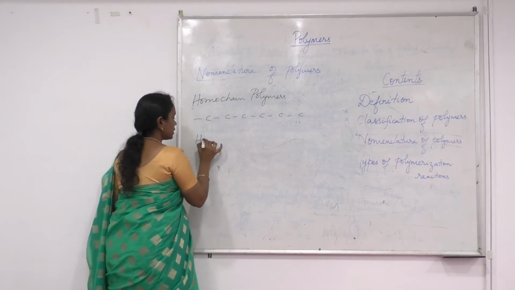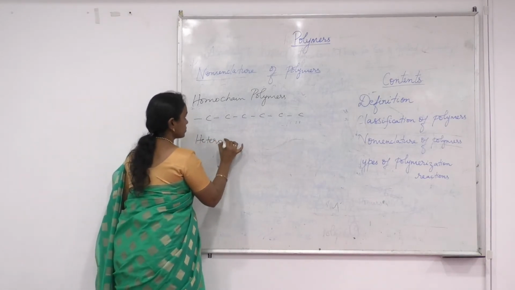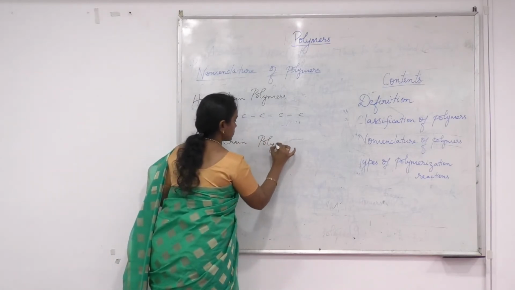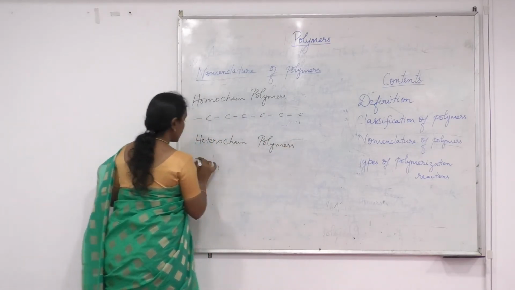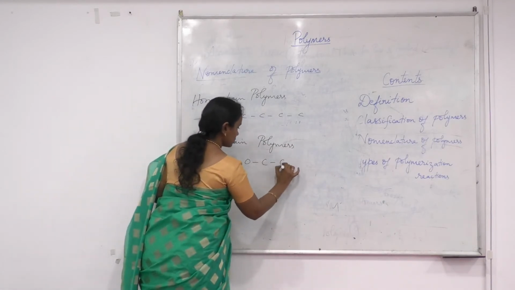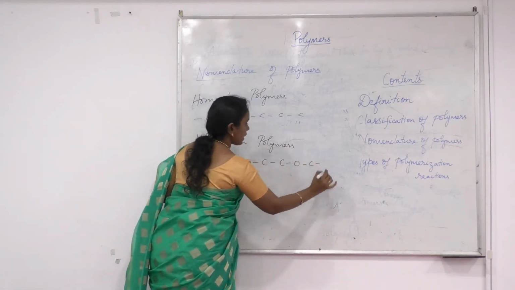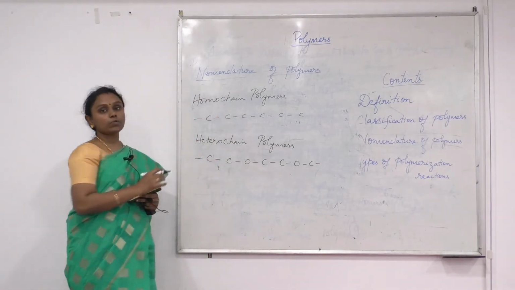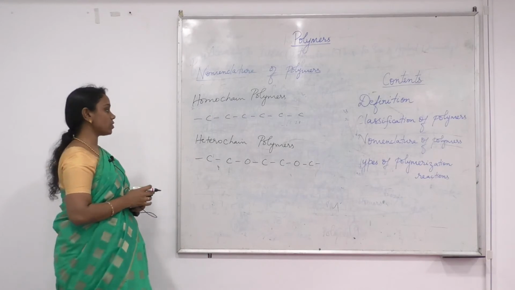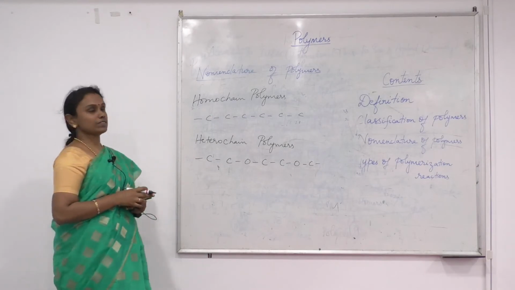In the case of heterochain polymers, we have different atoms. Different atoms are present in the polymeric chain. In the backbone of the polymer, there are different atoms present. Such polymers are called heterochain polymers.